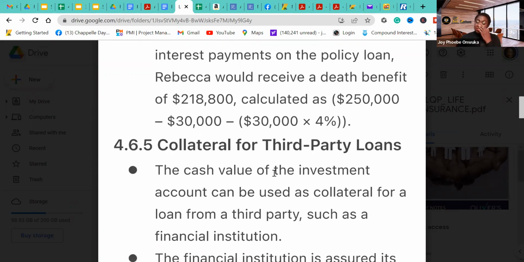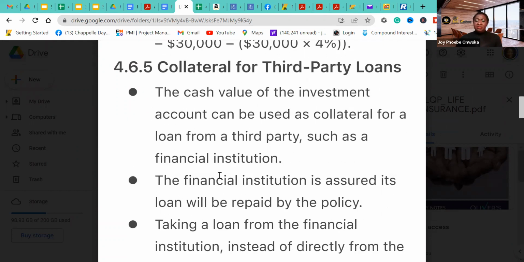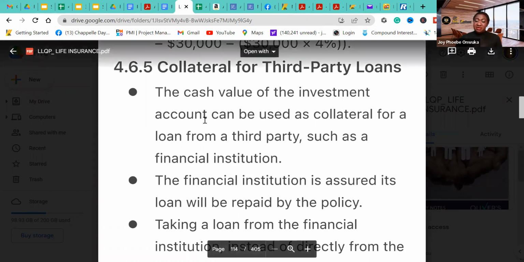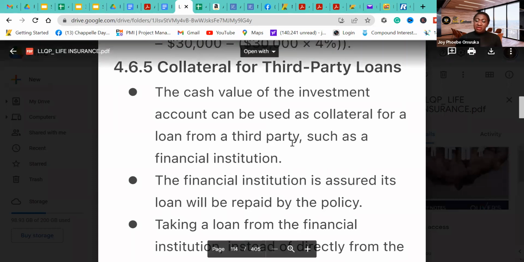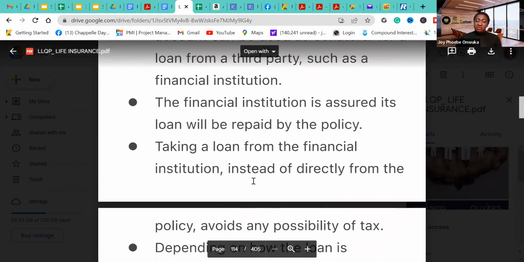Now the next one is collateral for a third party loan. The cash value of the investment account can be used as collateral for a loan from a third party, such as a financial institution.